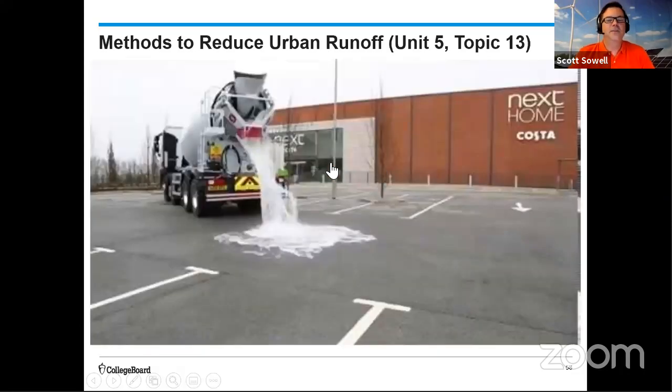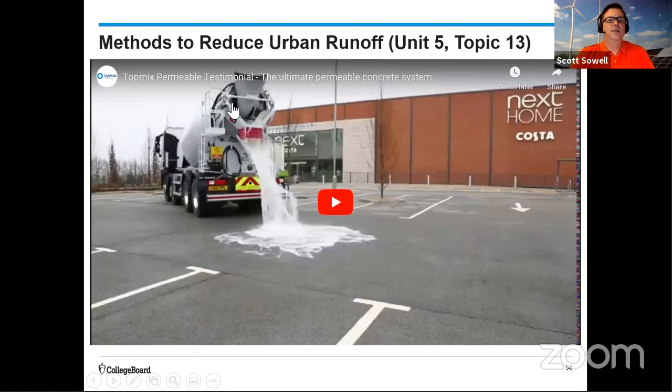So I found a clip of a company that makes this pavement, and it shows this large dump truck full of water being poured onto the pavement. Well, if this was traditional pavement, the water would just pool up here and get deeper and deeper and deeper and eventually run off and carry whatever pollutants are on the parking lot into waterways nearby. But instead, the water is absorbed into the pavement.